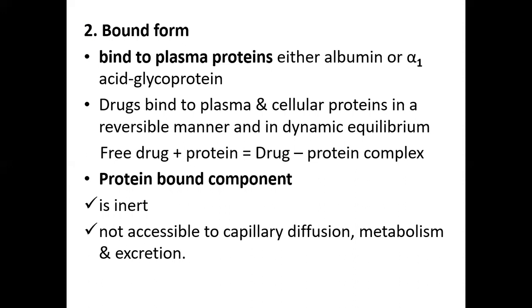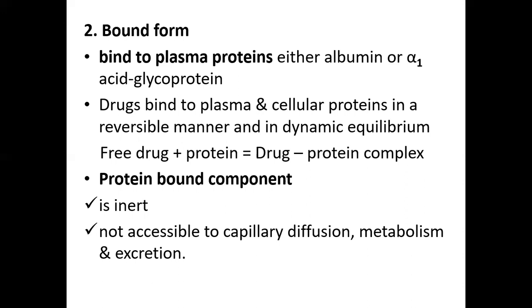So we have discussed the two forms of drug, free form and bound form. The bound form mainly binds to plasma proteins, mainly albumin or alpha-1 acid glycoprotein. This drug binds to plasma proteins in a reversible manner and is in a state of dynamic equilibrium. Free drug plus protein forms a drug-protein complex, which is called the protein-bound component.